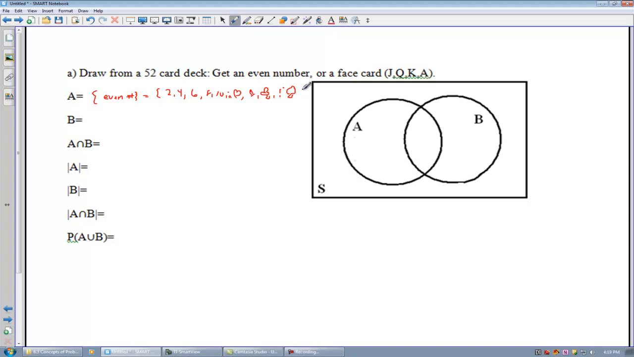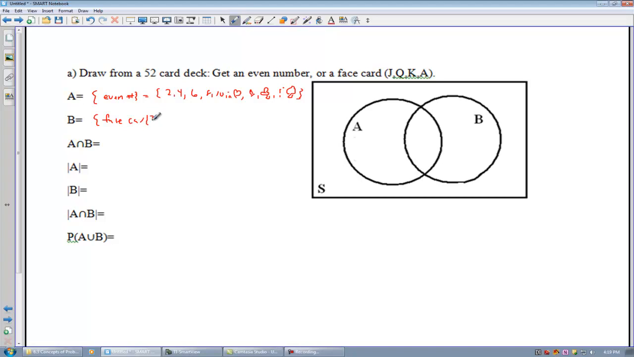Something like that. So spades. All right, so I have 2, 4, 6, 8, 10, and hearts, diamonds, clubs, and spades. So there's a lot of things listed here. And then in B, I get a face card: Jack, Queen, King, or Ace. So again, for my B, I have a face card.